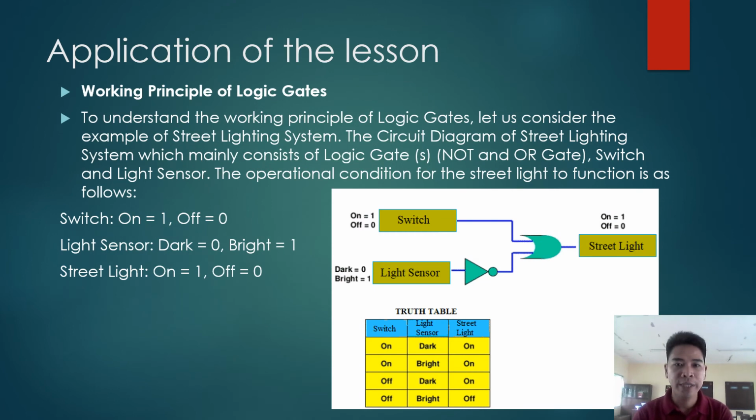For the application of our lessons, the working principle of logic gates, to understand the working principle of logic gates, let us consider the example of a street lighting system. The circuit diagram of a street lighting system may consist of logic gates, NOT and OR, a switch, and a light sensor. The operational condition for the street light to function is as follows.